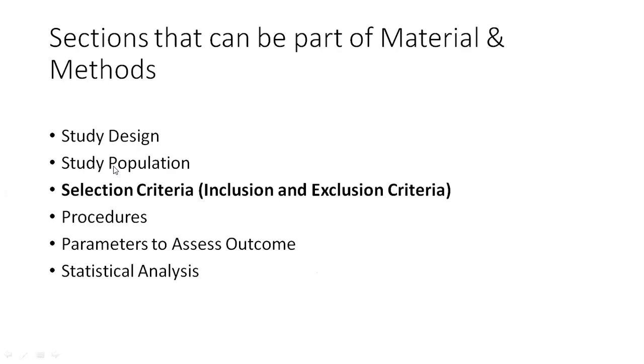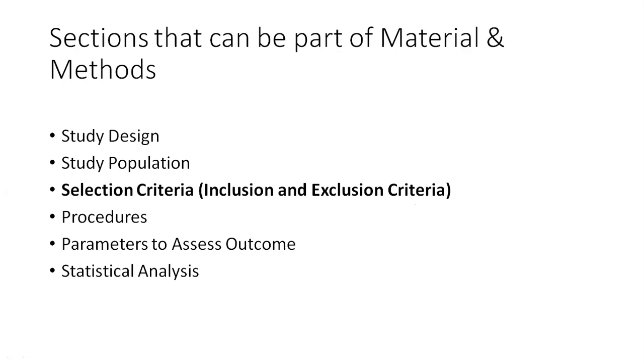The study population, obviously, could depend upon the area of interest. That particular area could be the study population. And how do we select the study population? That is where our selection criteria comes into picture. Now, this selection criteria consists of an inclusion and exclusion criteria, and most of the time you might find this particular statement: all the participants who fulfill the inclusion and exclusion criteria would be a part of our research.